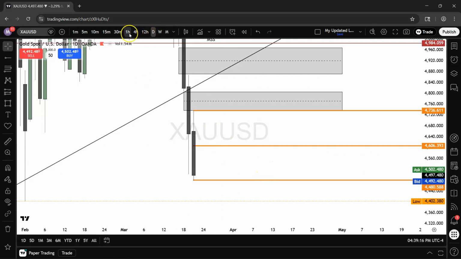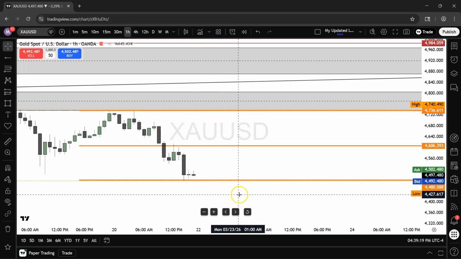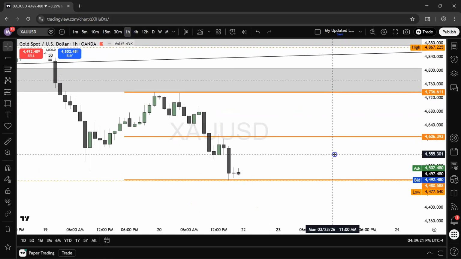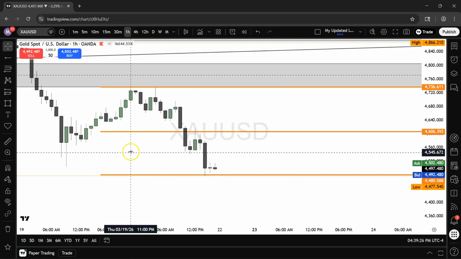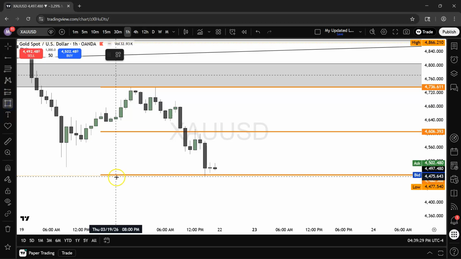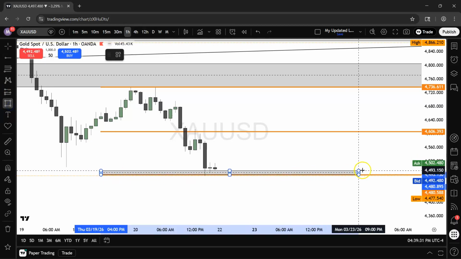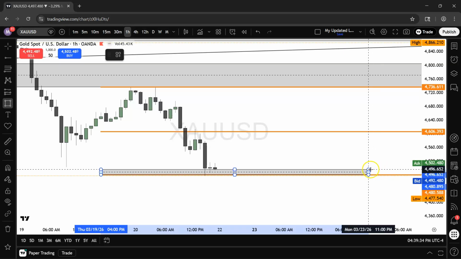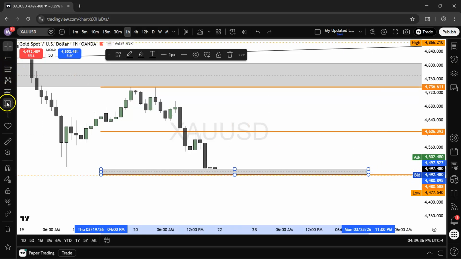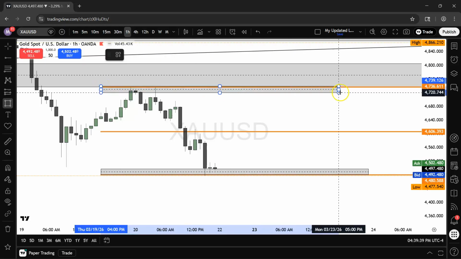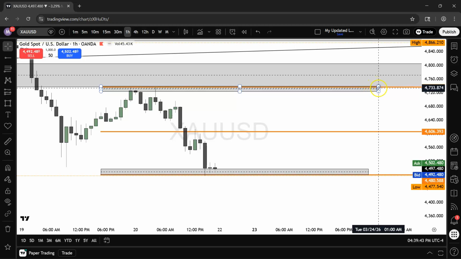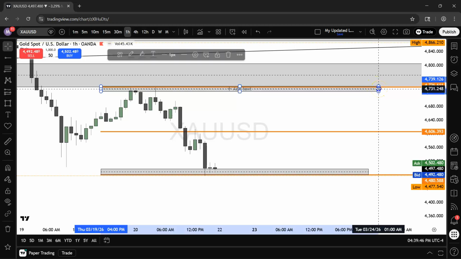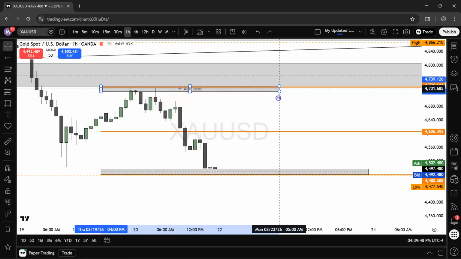Alright, so now we drop down to the hourly. And again, same is true, what I said before. And I'm going to mark it out. I'm marking out the low. And I'm marking out the high. Top of the candles. Okay. We could stretch it out to Monday.